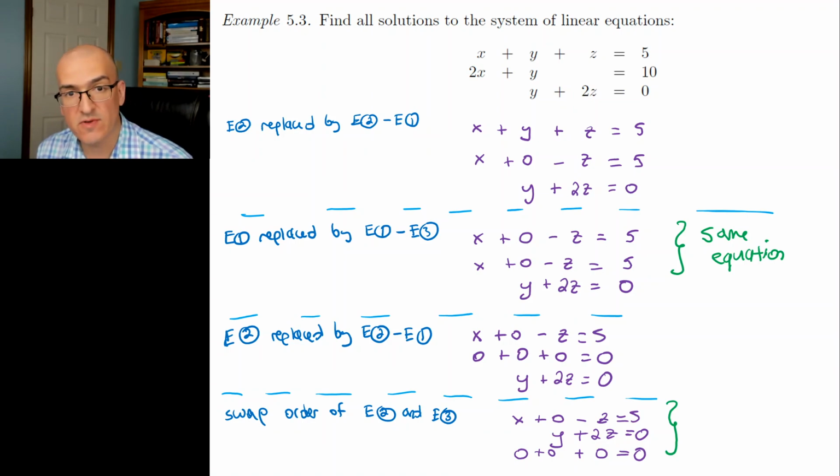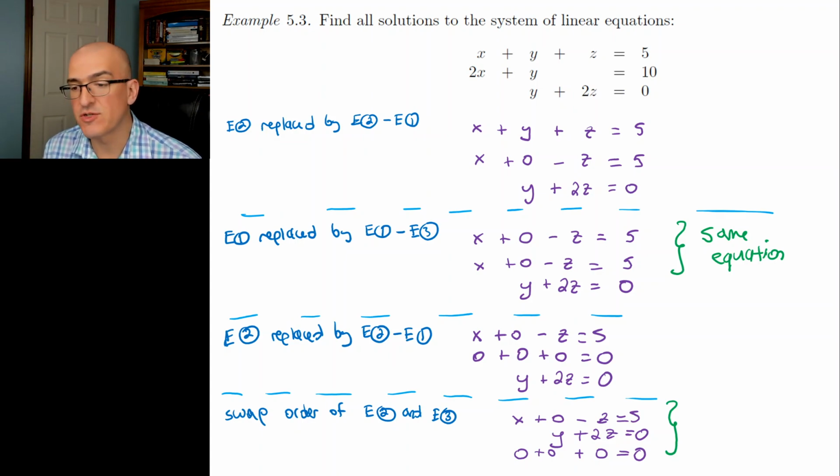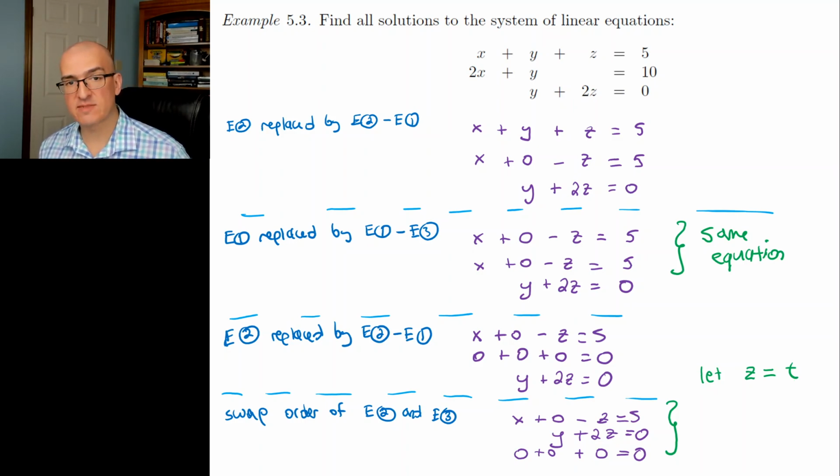If I mess with this further, if I replace equation 1 with equation 1, let's say plus 1/2 of equation 2, that'll get rid of the z, but it'll now introduce a y. I can get rid of the z in equation 2, but it'll introduce an x. I can't make it any better than what is already there. So what we would do is we would say, I'm going to let z equal t. Let z equal a parameter. Then I'm going to write my x and my y in terms of this parameter.